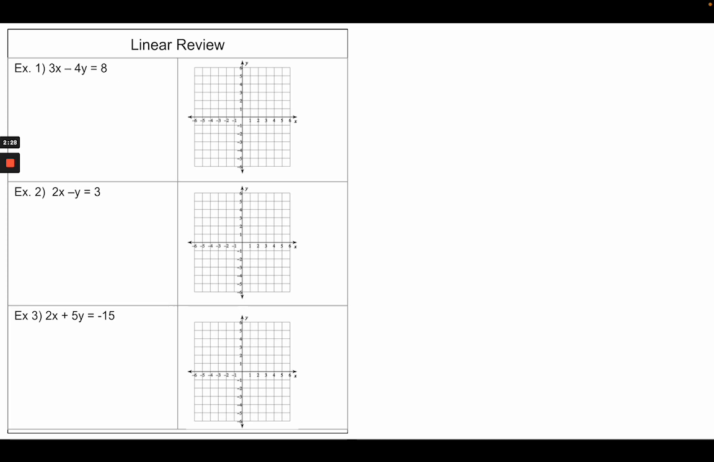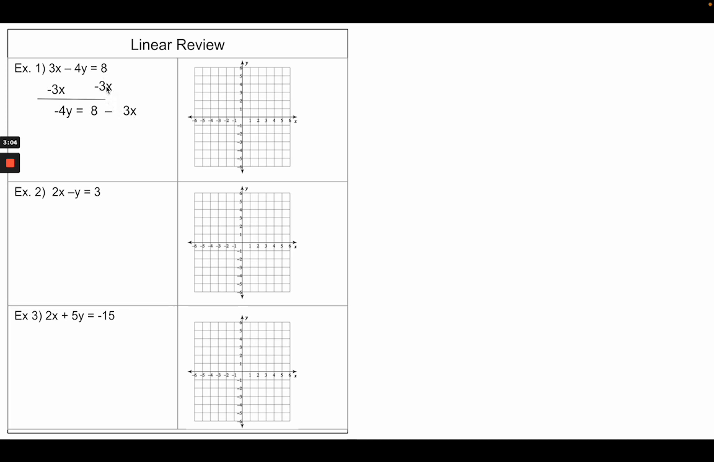Okay, let's look at example number 1. We have 3x minus 4y equals 8. And remember, the object is to get y by itself because we're trying to change it to y equals mx plus b. And how do we do that? We first get rid of what's on the same side as y. So let's get rid of 3x, subtracting 3x, and whatever we do to one side, we have to do to the other. What's left on the left side is negative 4y, and on the right side we have 8 minus 3x.